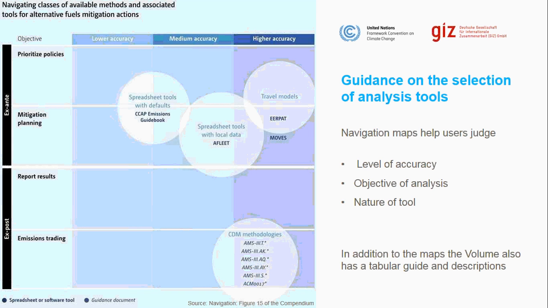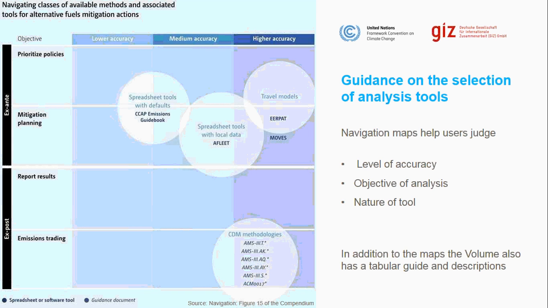This is a kind of navigator on the methodologies that exist. So when giving an overview of the methodologies, we separate ex ante. If you look at the rows on the left, the top two rows cover methodologies that allow you an assessment before you implement the project. So for example, you could prioritize policies, or you could do your mitigation planning from your NDC, and you want to understand what the mitigation impact is here.